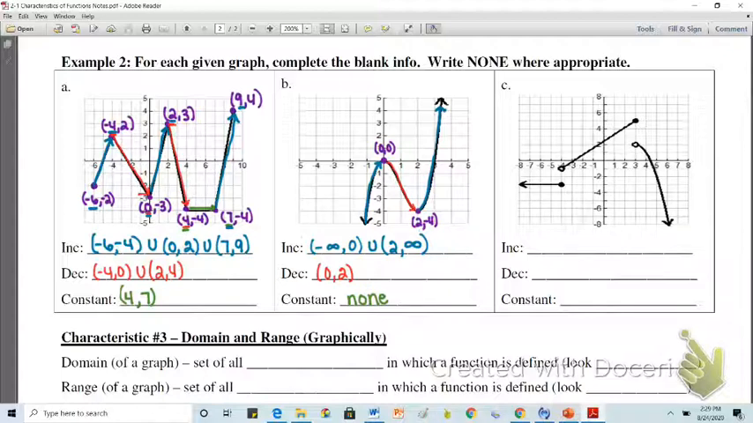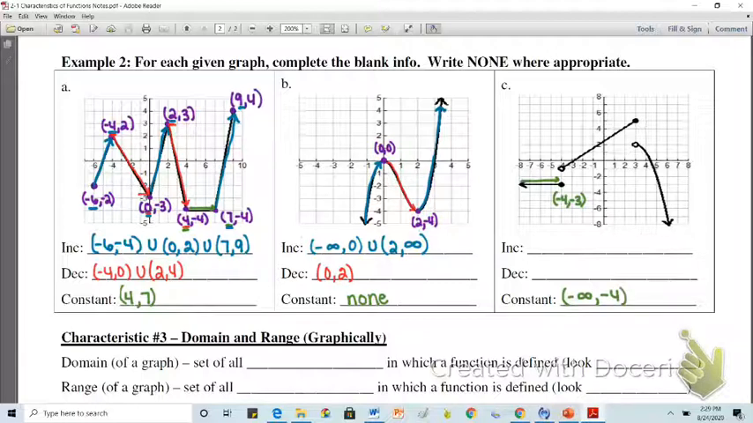Finally, on this example, let's look at C. C is what we call a piecewise function, remember, from Math 1. We will be covering these more in depth in just a couple lessons. So I'm going to start at the beginning, looking left to right. This is just staying constant. Okay, and this is the point -4, -3. Okay, it is constant from negative infinity to -4.